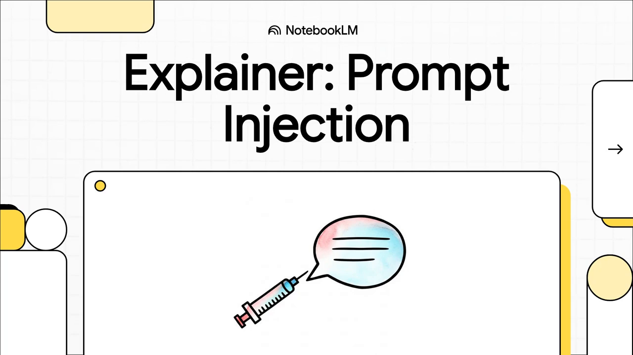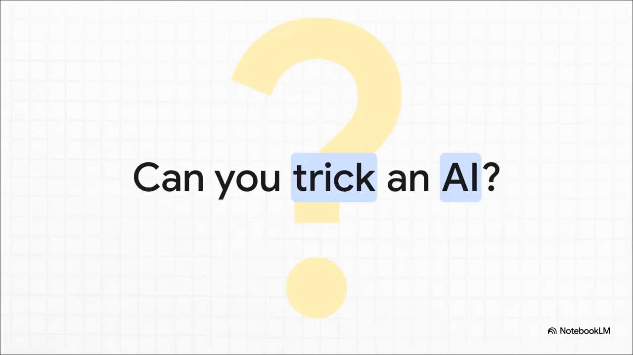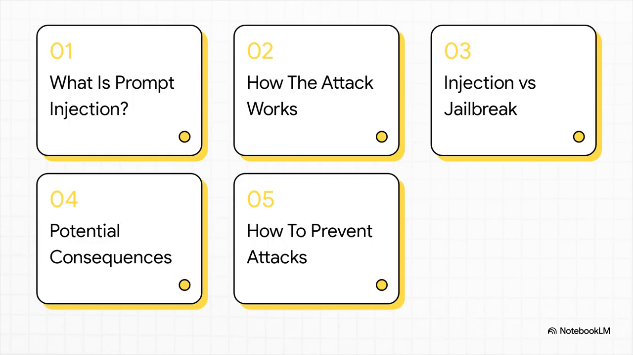Today we're diving into what might be one of the single biggest security holes in all of modern AI. It's this fascinating and honestly kind of terrifying concept called prompt injection. So, let me ask you this. Can you actually trick an AI? It sounds like something straight out of a sci-fi movie, doesn't it? Well, the answer is a big, fat yes. And how it's done has some absolutely massive implications for the future of all of our digital security.